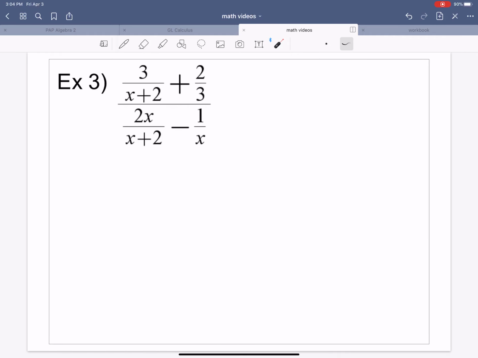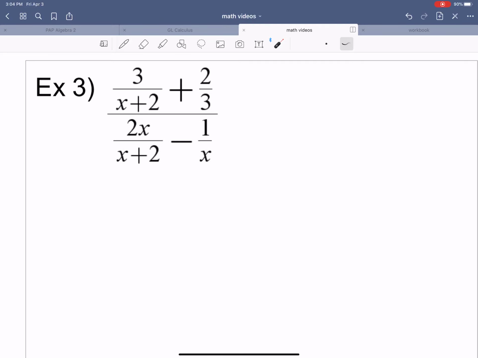Okay, moving on. Number 3. Okay, number 3. Here we go on number 3. So on number 3, again, it's getting progressively more challenging. Okay, the plan is we're going to get the top to be one fraction, and then we're also going to get the bottom to be one fraction, okay? So now if you just look at the top, let's talk about the top for a minute, okay? The LCD of the top is going to be 3 times x plus 2.